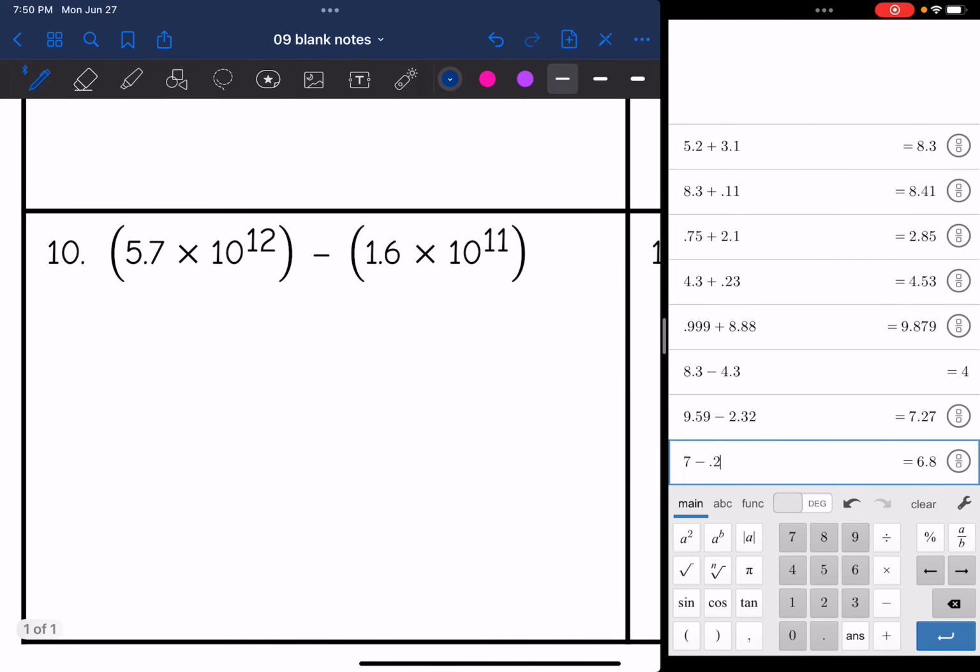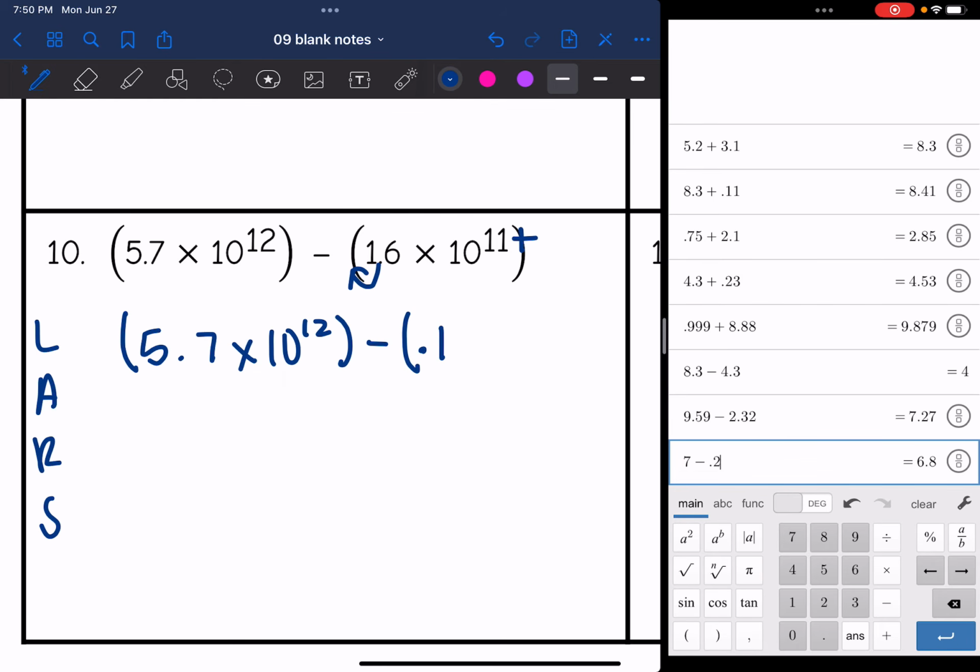All right, number 10. So let's think about Lars, and I want to try and keep the first coefficient larger. So I have 12 and 11. I guess I could move that to the right and then subtract from here. But I'm just going to make this even smaller by moving the decimal to the left, and then I'll add to this exponent here. So it'll be 5.7 times 10 to the 12th minus, move it to the left, 0.16 times 10 to the 12th.